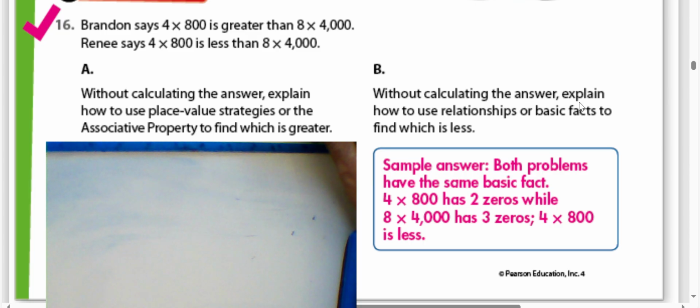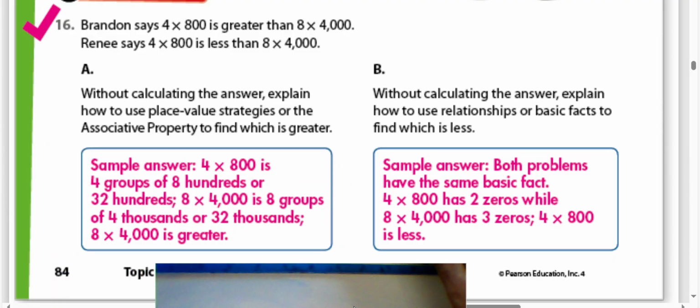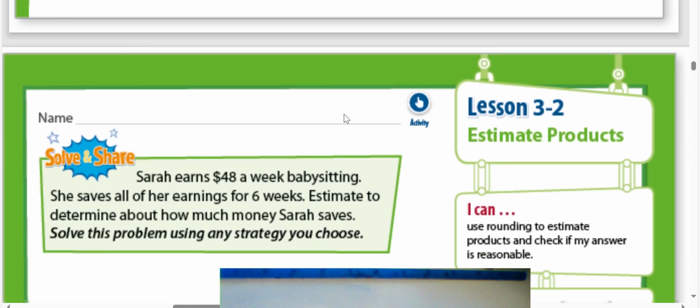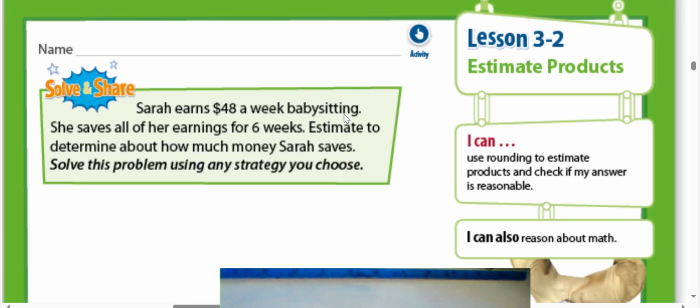Without calculating the answer, explain how to use relationships or basic facts to find the answer. Simple answer here: we can write that those problems have the same basic fact. 4 times 800 has 2 zeros, while 8 times 4000 has 3 zeros. Then 4 times 800 is this. Okay, it's an easy question. Okay, they are true.